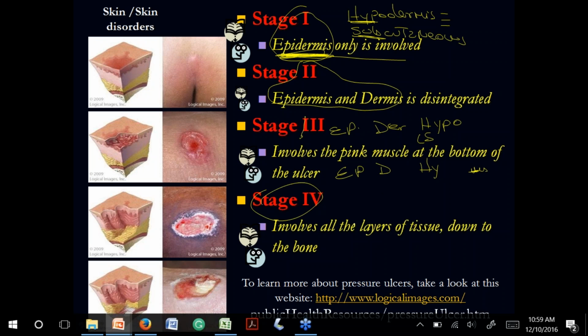Stage 4, they are going to involve all the layers of the tissue down to the bone. So they are going to include epidermis, dermis, hypodermis. We have what else? The muscle, and we have the bone. Okay, so stage 4 is the more severe, the deeper.